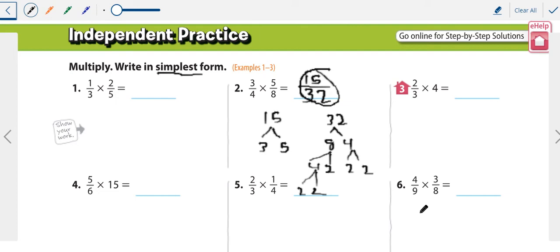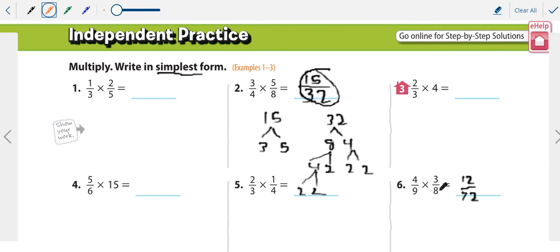All right, so for you cross reduction folks that just don't want to use it, I'm going to show you how to do cross reduction with this one because this is a prime example. Now, if I just simply did the work, 4 times 3 is 12, and 9 times 8 gives me 72. Or we can cross reduce. I'm going to use my orange pen. So if I cross reduce, I'm looking at these two numbers, 4 and 8, and I'm looking for the greatest common factor between those two.